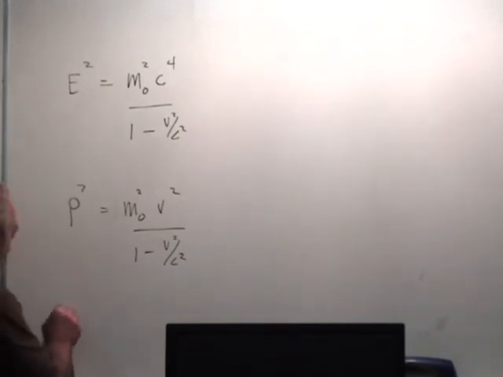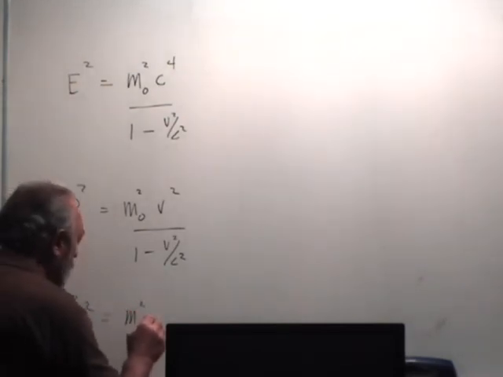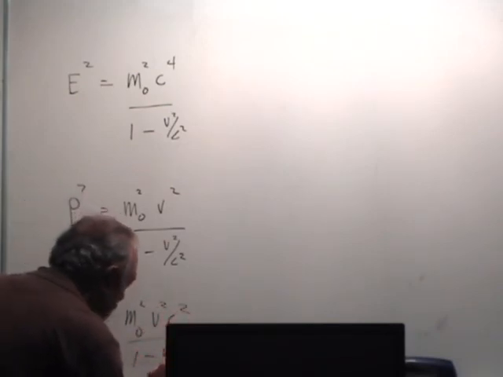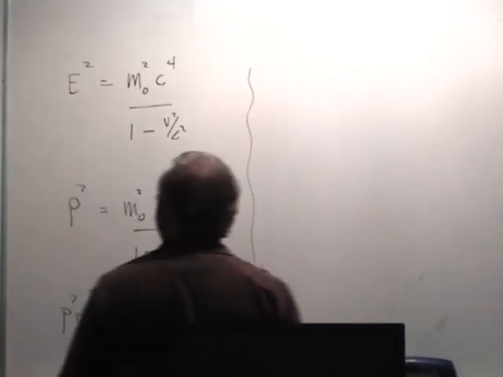I write down p squared c squared, which is m naught squared v squared c squared over 1 minus v squared over c squared. Now we have the same units. We've got apples and apples, let's add the apples together. Okay? You're just wondering, why in the world do that?